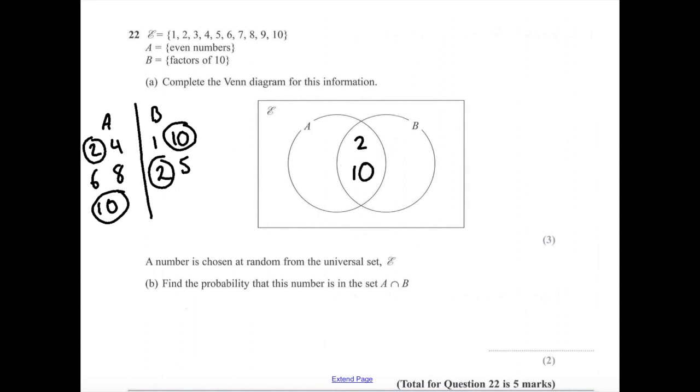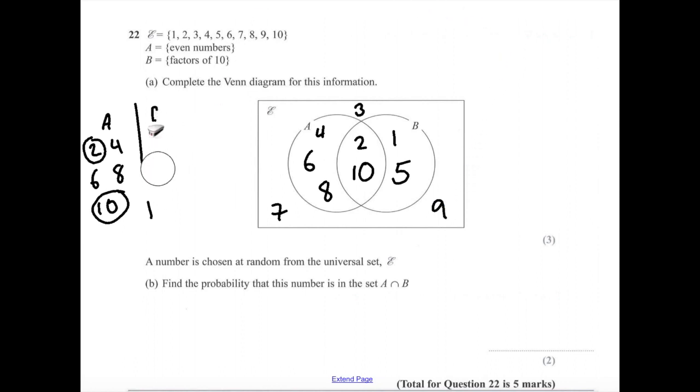Now the next step is just to fill in the numbers for set A and B. So we have 4 on this side, 6 and 8. And in set B is 1 and 5. And outside the circles are numbers that are not really involved. So it's 3, 7, and 9. So I've just completed my Venn diagram. So let me just rub this off.